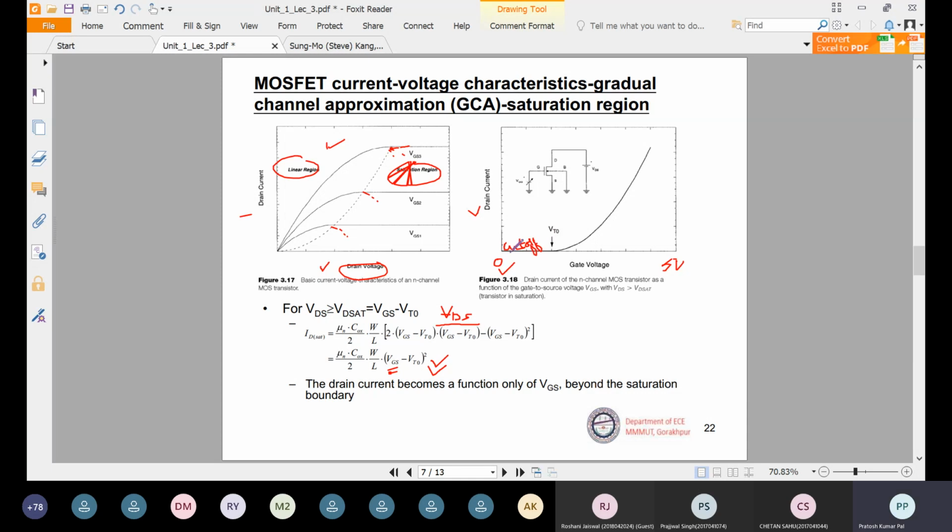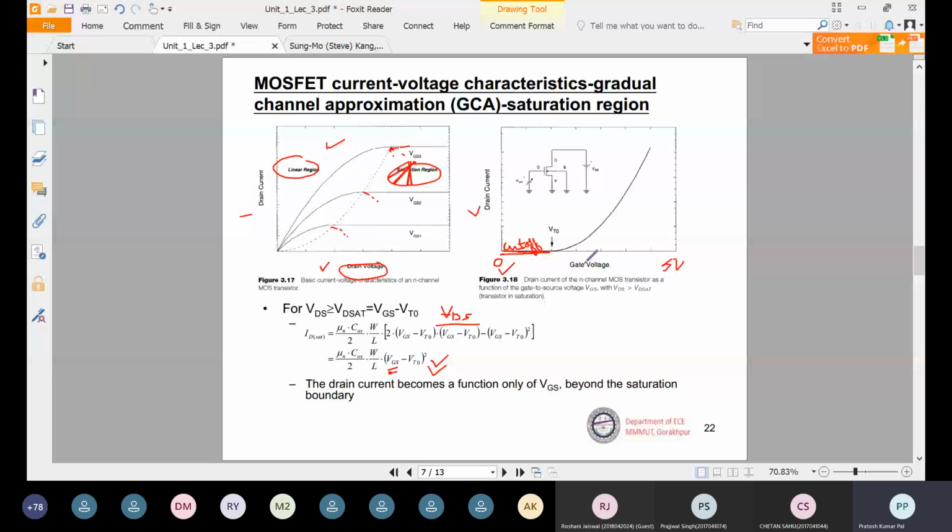In cutoff there will be no current, or there will be no channel formation. Up to VT0 there will be no channel formation, so no current will be there. As the gate voltage reaches the VT0 value, which is the threshold voltage, the channel formation takes place and some current starts flowing, and that current will depend on how the gate voltage is varying.